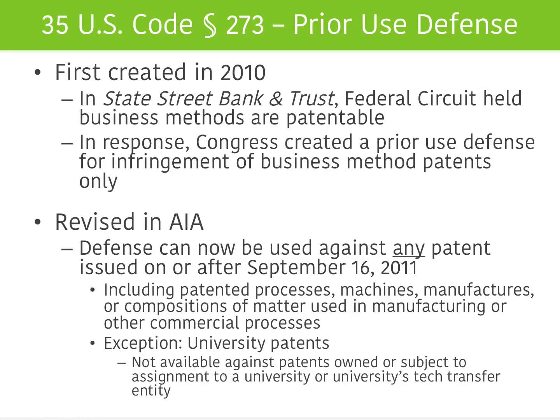However, in the AIA, it was somewhat expanded beyond business method patents to include obviously manufacturing methods or other methods that may not be fully publicly visible. And so the defense cannot be used against any patent issued on or after September 16, 2011. So this could include patented processes, machines, manufacturers, or compositions of matter used in manufacturing or other commercial processes. The exception is that university patents are excluded. You cannot use the prior use defense against patents owned or subject to assignment to a university or university's tech transfer entity.